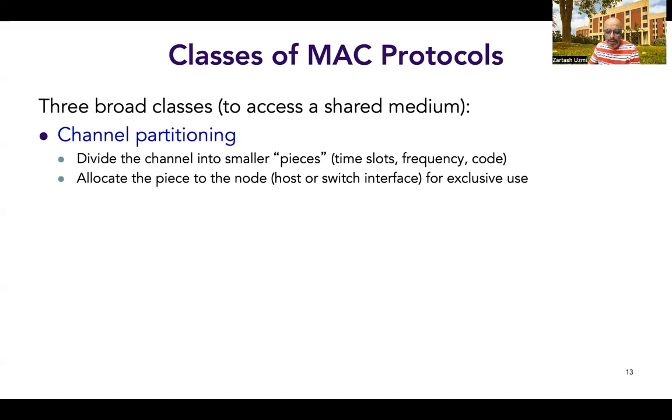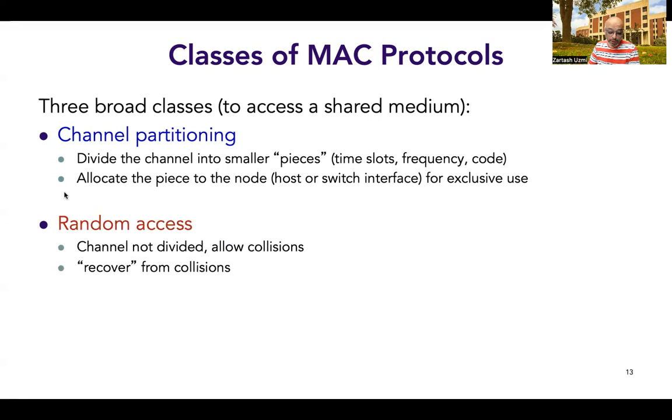Okay, so you allocate a piece of resource to each of the transmitters. Instead of frequency, we can also have time slots. So I take 1 second to transmit, and then you take 1 second, and somebody else takes 1 second. So this is dividing the channel into these smaller pieces, and pieces could be time slots, frequencies, or codes.